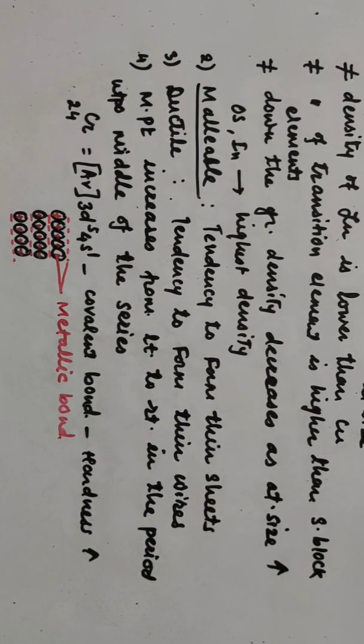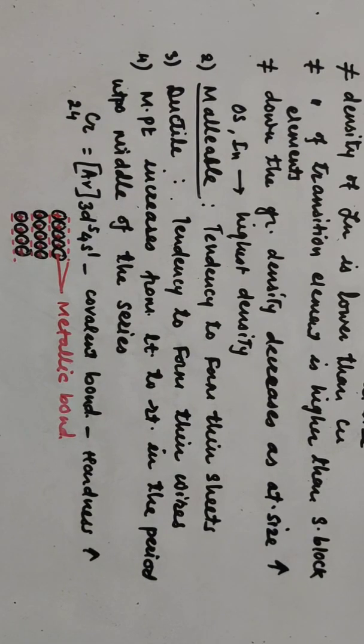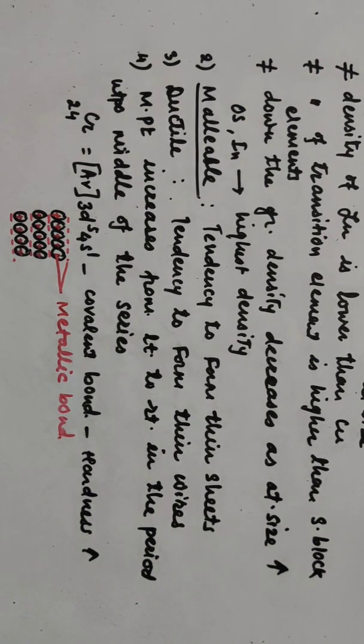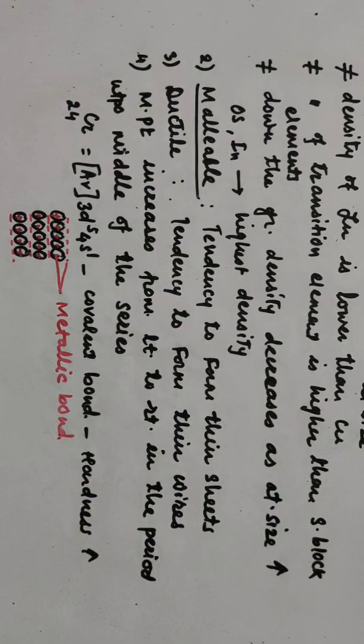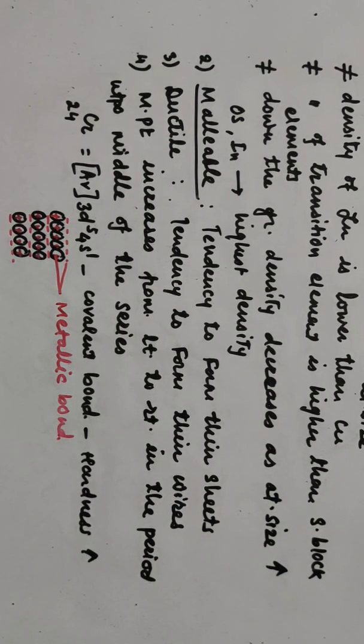So this is about the physical properties. Density goes on increasing from left to right as atomic size decreases here. Density and atomic size are inversely proportional to each other. With increasing density, atomic size decreases. In this 3d series, zinc has a lower density than copper, and this is because the atomic size of zinc is larger than copper. Then transition elements have higher density than the s-block elements. Also, down the group, density decreases as atomic size increases.